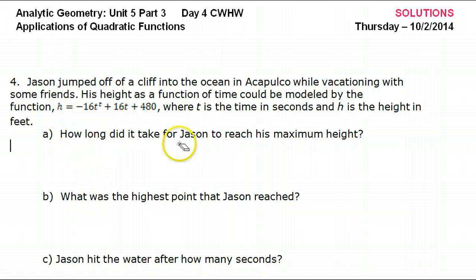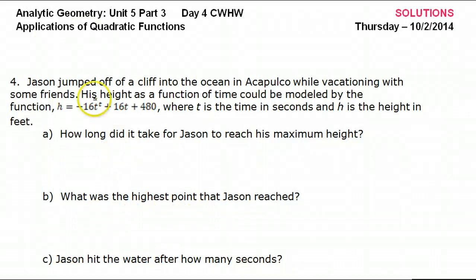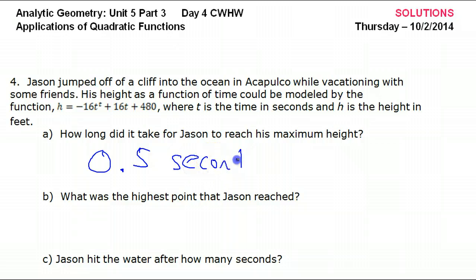It says, how long did it take Jason to reach the maximum height? That was the 0.5 seconds. That was how long it took to reach the maximum height. So 0.5 seconds. And then what was the highest point, the highest height that he reached? That was 484 feet.